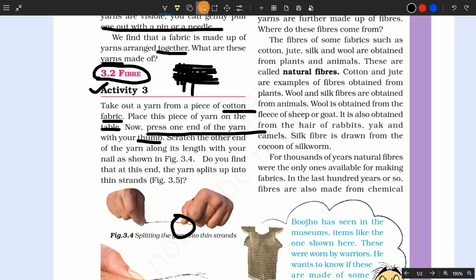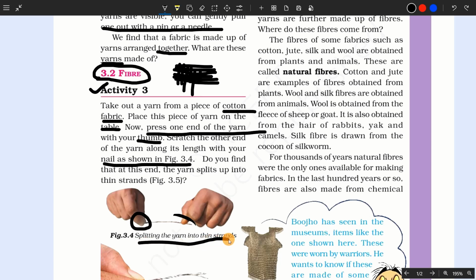Okay, they are doing this activity with their thumb finger. Then stretch the other end of the yarn. You have to pull the other end of the yarn. First place a thumb finger on one side of the thread, then pull it from the other side. Stretch one end of the yarn along its length with your nails as shown in figure 3.4. Just do it the way they are showing in this picture.